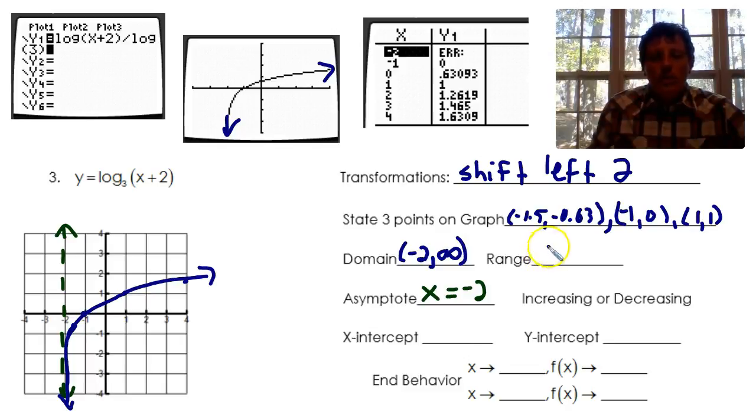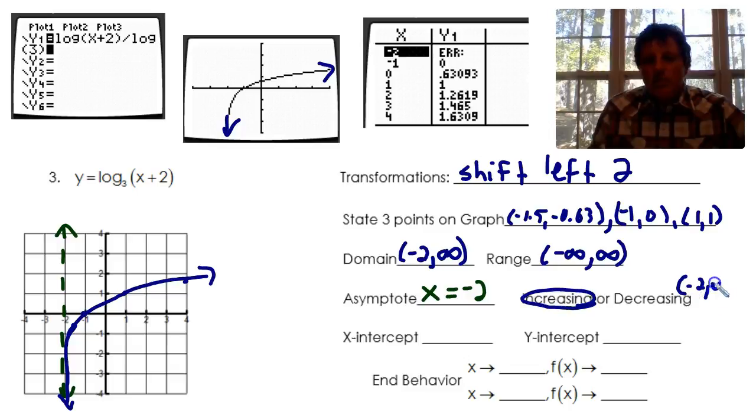The range is all real numbers, and you can write the symbol for all real numbers if you'd like to, that are with the 2 lines on it, or you can use interval notation from -infinity to +infinity. This function is always increasing along the domain, and the domain is -2 to infinity. So I can tell the interval that it's increasing. It's always increasing from -2 to infinity. There's an x-intercept of -1.